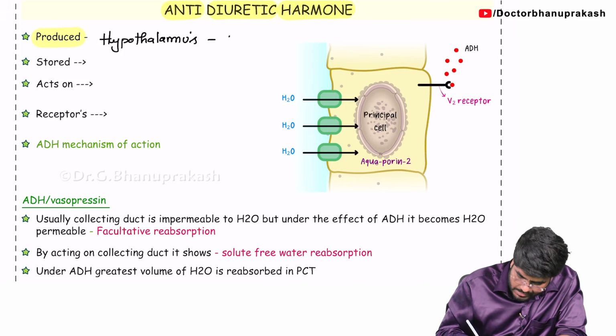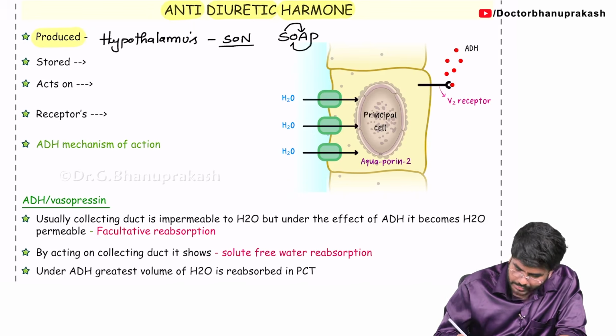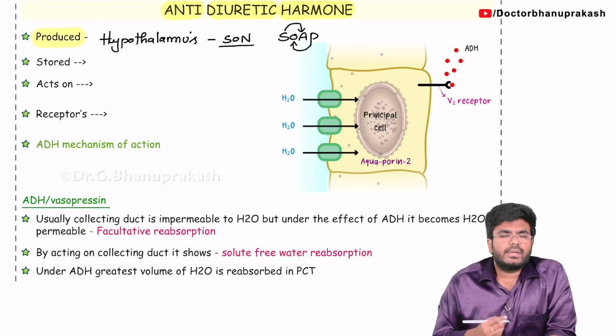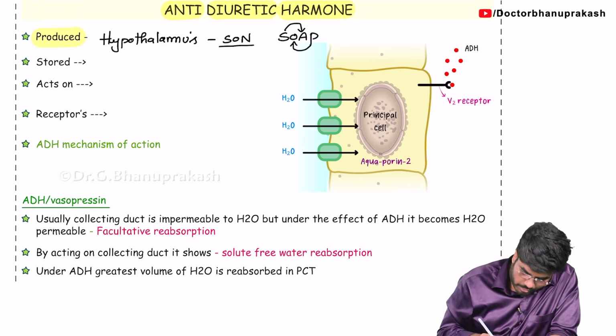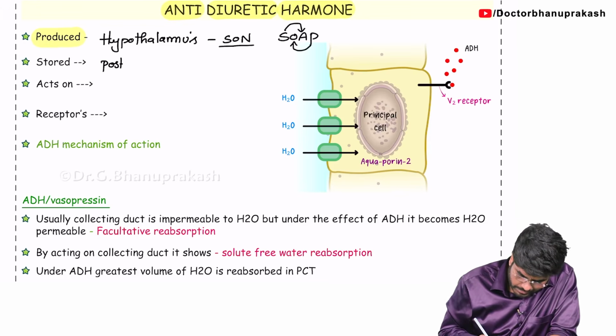Which nucleus of the hypothalamus? Supraoptic nucleus. I have given the mnemonic previously. The mnemonic is SOAP. Supraoptic nucleus produces the antidiuretic hormone and the paraventricular nucleus produces the oxytocin. Now, where is this antidiuretic hormone stored? It is stored in the posterior pituitary.